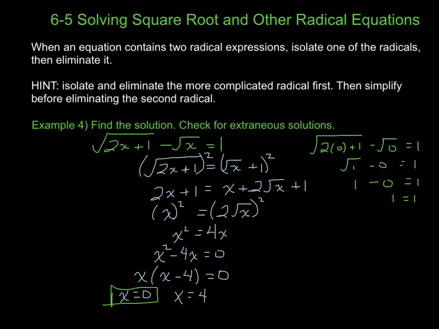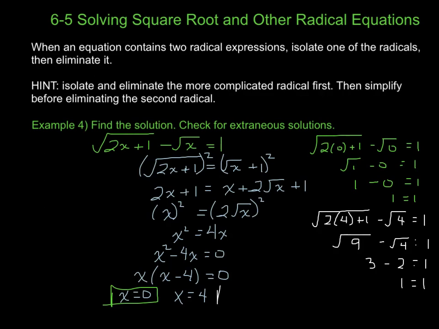We need to do the same thing with 4. So we get the square root of 2 times 4 this time, plus 1, minus the square root of 4. Again, hopefully will give us 1. 2 times 4 is 8. 8 plus 1 is 9. Square root of 9 is 3. Square root of 4 is 2. And 3 minus 2 is 1. So again, 4 is also a solution.